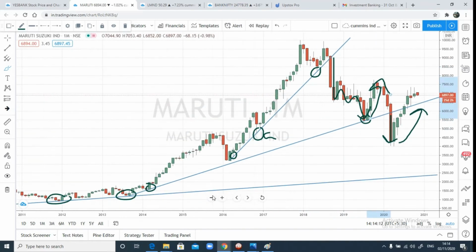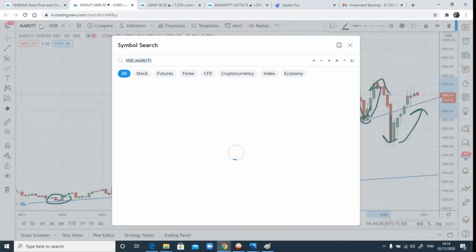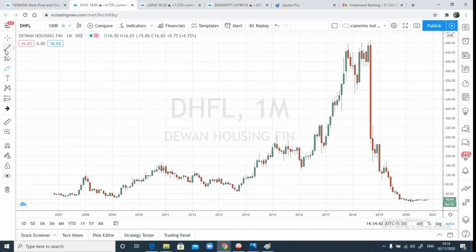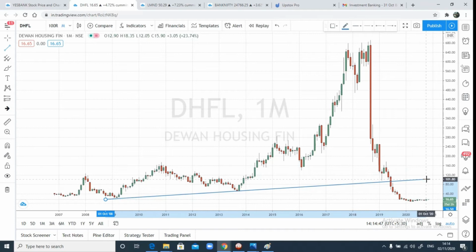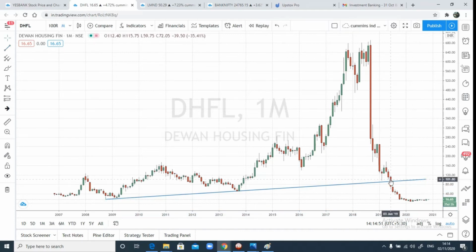Now these are the three trend lines that I can draw for now on the Maruti chart. Now let's go ahead and check out another stock. Let's see DHFL. Let's start drawing the trend line here on DHFL. This is one trend line that I can draw now. Now this point is breached and the prices have gone down. Now let's try and draw one more trend line.